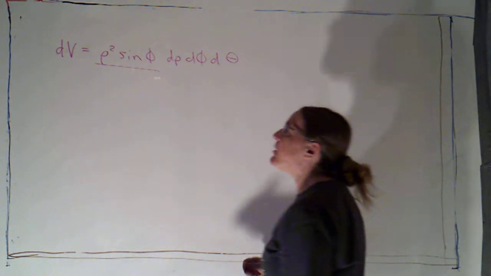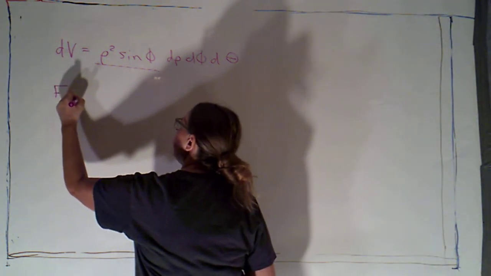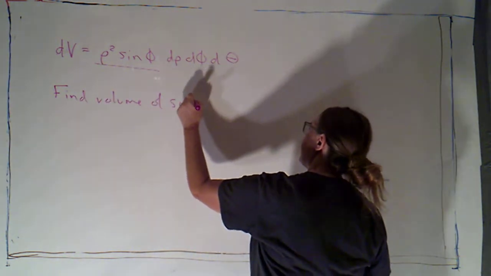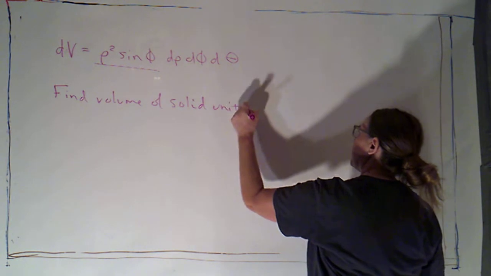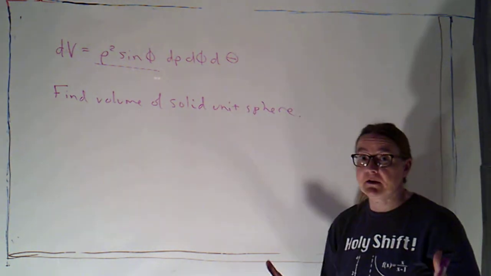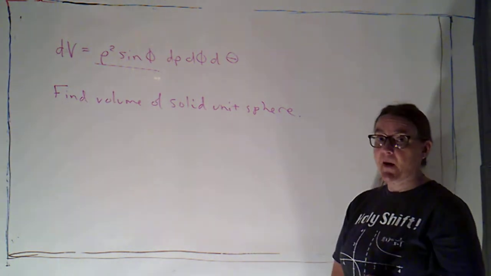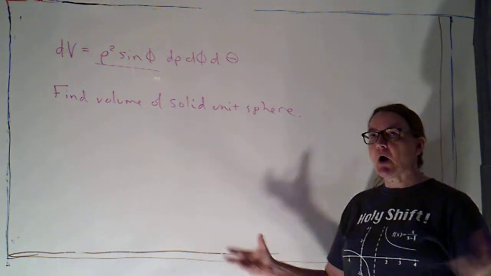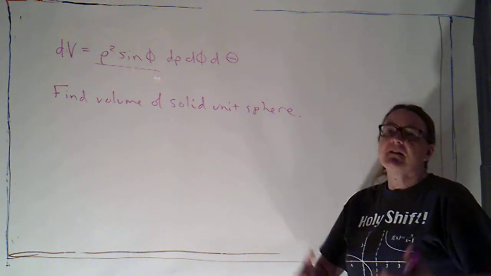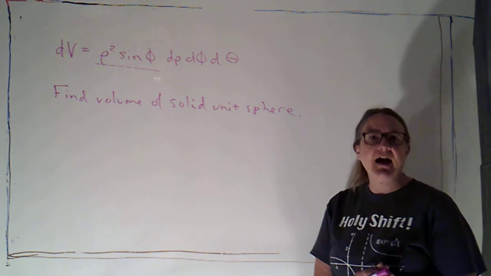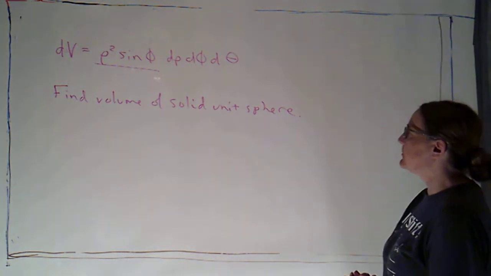Okay, so I want to find the volume of the solid unit sphere. Now, if you know the formula for the volume, you know it's going to be 4/3 pi. That's kind of cool. And if that showed up as part of a larger problem, you could just use that fact from geometry. But here I want to actually do it by integrating in spherical coordinates.